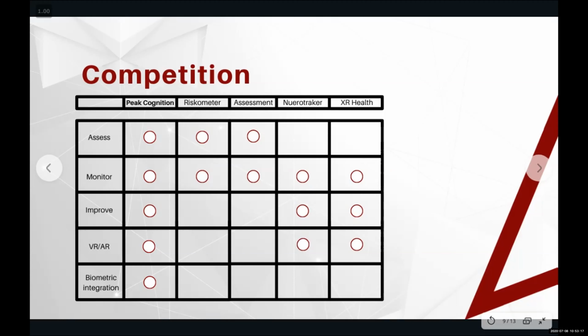Currently, if you look at the competition, or what is already out there, there are a lot of great tools that allow individuals to assess and monitor their stroke risk. Riskometer is an easy app that you can use to evaluate your stroke risk. And for the assessments, those are neuropsych evaluations that have already been validated over years of research. What is unique about our platform is that we are able to integrate both Riskometer as well as the assessments into our existing platform, so that our users can get a more informed and full picture of their cognitive health.